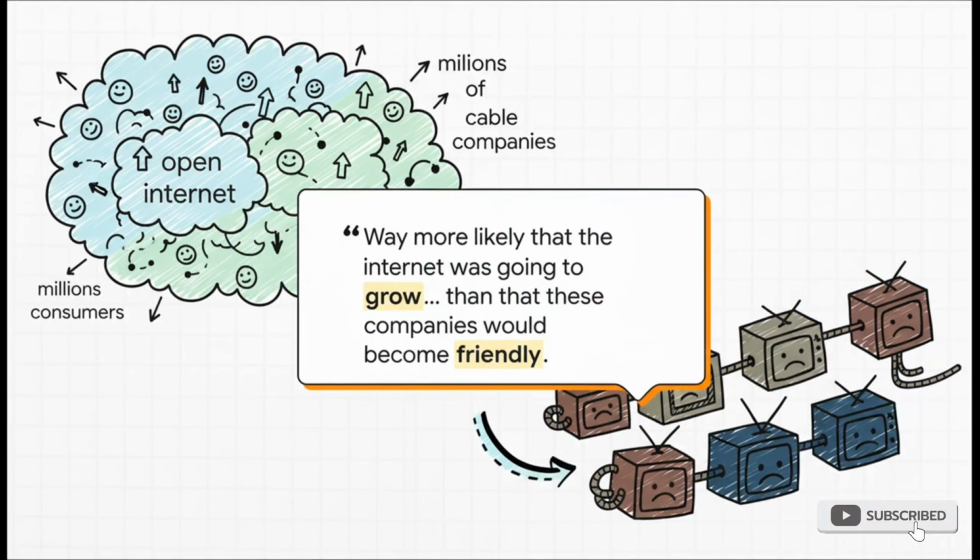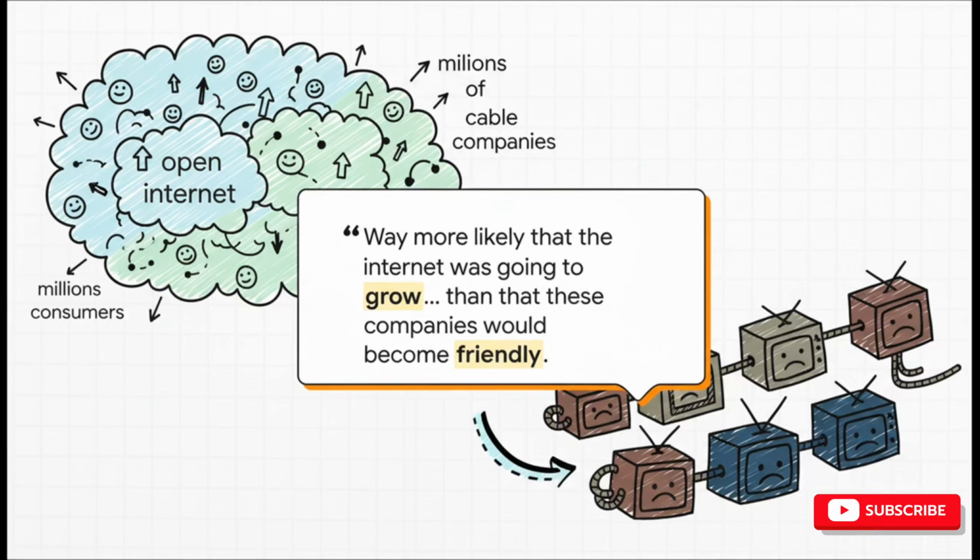And Gosling's realization here was a total game changer. He saw that it was, and I'm quoting him, way more likely that the internet was going to grow than that these companies would become friendly. So they were betting on openness over control. And boy, did they pivot.